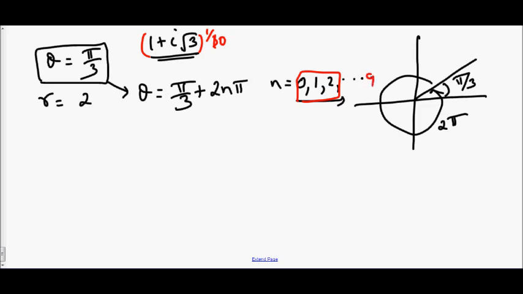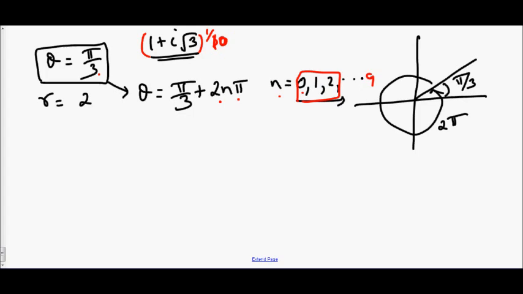So this is the catch for De Moivre's theorem when finding the root of a complex number. Again, I'm repeating: don't give the answer as just pi over 3. Convert it to plus 2n pi, where n starts from 0 and goes on depending on the number which is in the root. So here we are having 1 over 3.